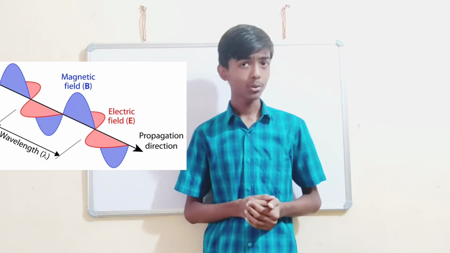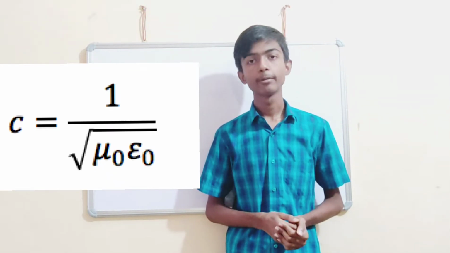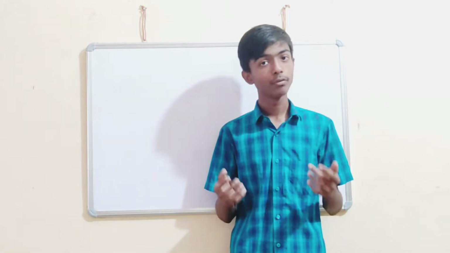Maxwell tried to calculate the speed of this electromagnetic wave, and he found its speed to be 1 divided by the square root of epsilon naught multiplied by mu naught. Now epsilon naught is the constant of permittivity of free space and mu naught is the constant of permeability of free space. Now what is permittivity? Permittivity refers to the ability of a substance to store electrical energy in the presence of an electric field, and permeability refers to the ability of a substance to support the formation of magnetic fields within it.